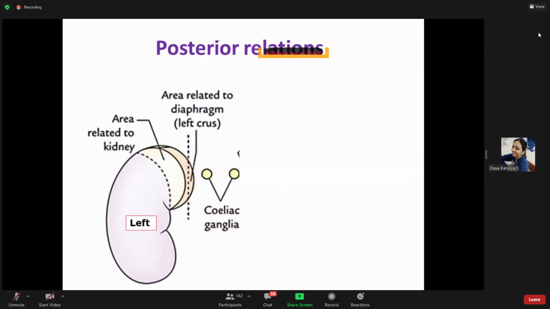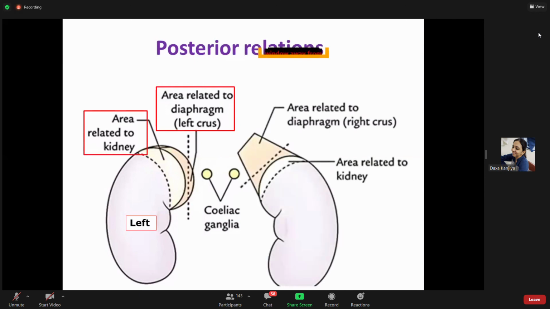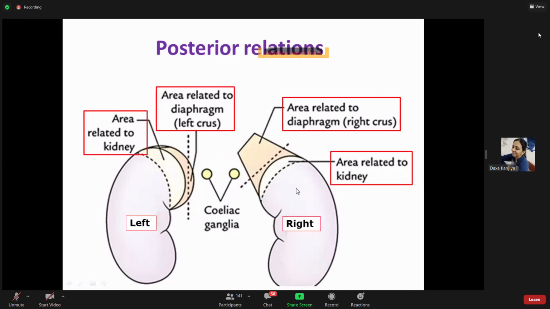Now the posterior surface. So this is the left suprarenal gland, semilunar in shape. Again, it is divided into two parts by one vertical line. The medial area is related with the left crus of diaphragm and the lateral area is related with the kidney. Just like that, the right side is divided into upper and lower parts. The upper area is related with the right crus of diaphragm and the lower part is related with the upper pole of the right kidney.